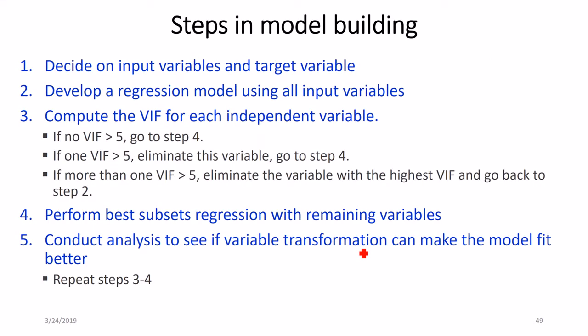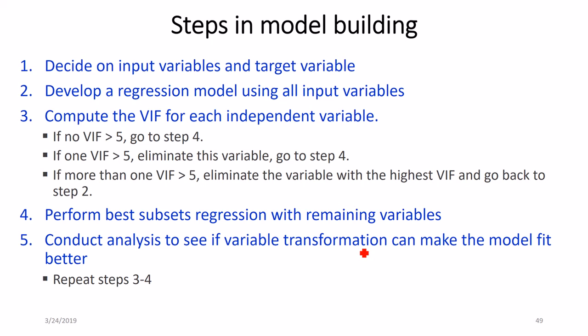So this is the algorithm. First, we decide on the input variables and the target variable. And we build a model with all the input variables. In step 3, we compute the VIF value for each independent variable. If we get no VIF value greater than 5, then this is actually very good. We go to step 4 to perform regression.